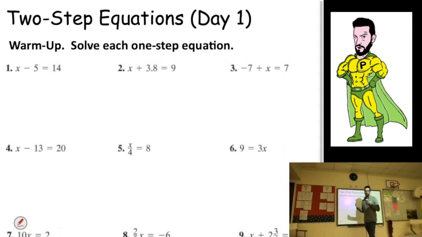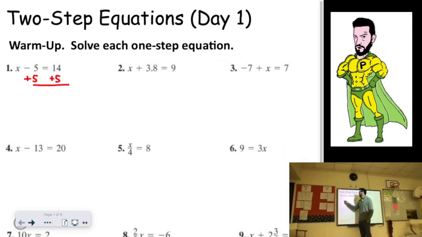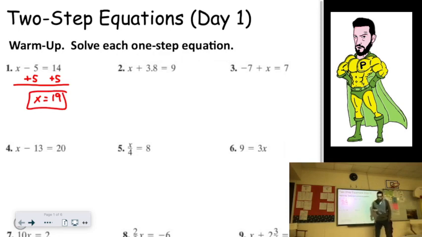So if we have x minus 5 and we're trying to get rid of minus 5, we would add 5 to both sides. You got to keep that equation balanced. And so if you do it on one side, do it on the other. 14 plus 5 will give us 19. Easy enough.